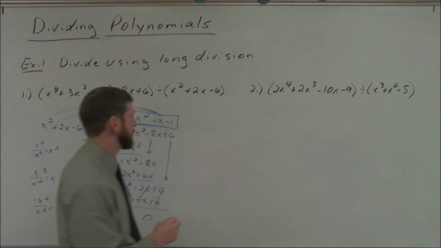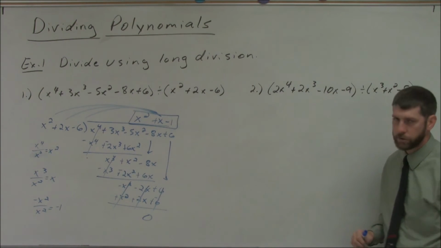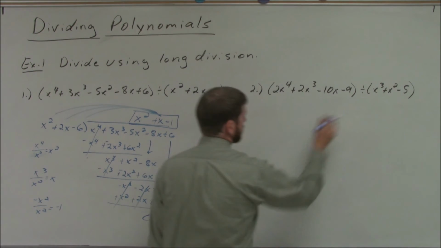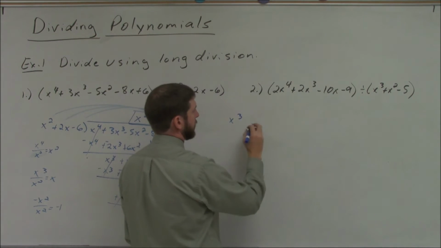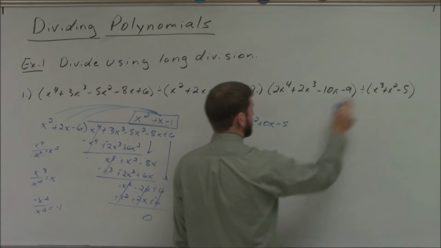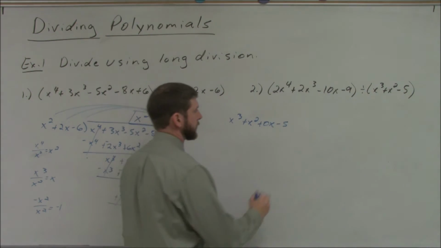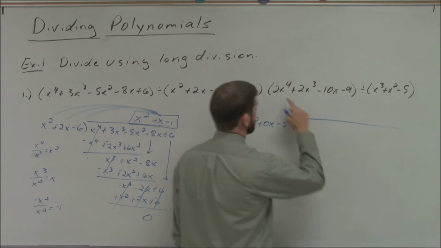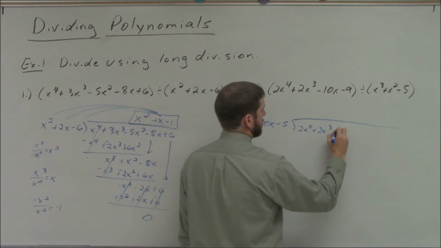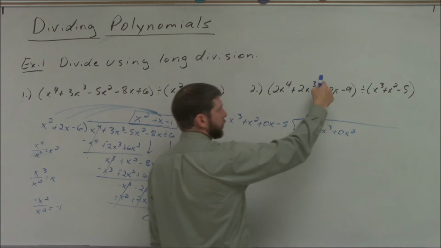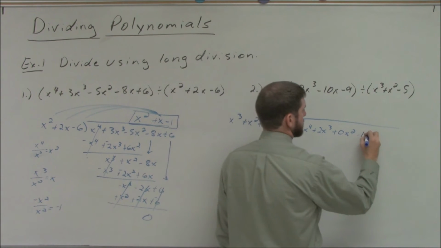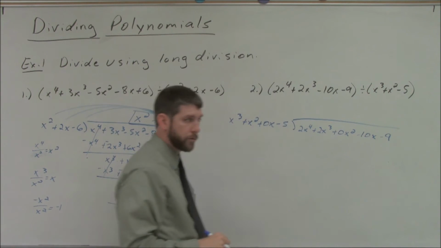Remainder of 0 implies having a factor of the original. All right, let's look at this second example right here. So we're going to set it up. I'm going to take my x cubed plus x squared plus 0x minus 5. Remember, I don't have a linear term, so I need to have that linear placeholder in there. Divided into 2x to the fourth plus 2x cubed plus 0x squared. There's no quadratic term in this one, so I need that quadratic placeholder. Minus 10x minus 9, and we just go through the steps.